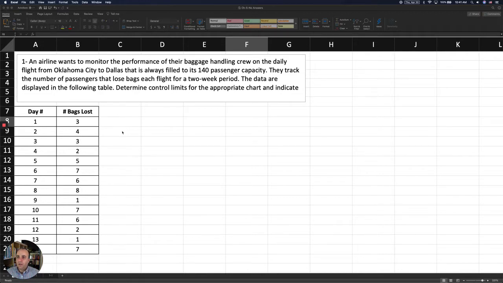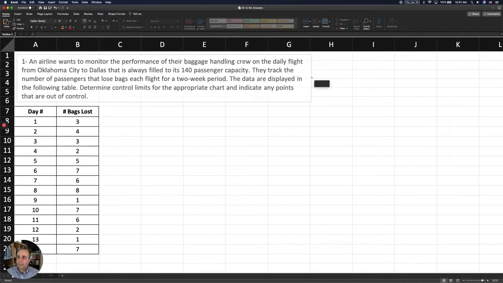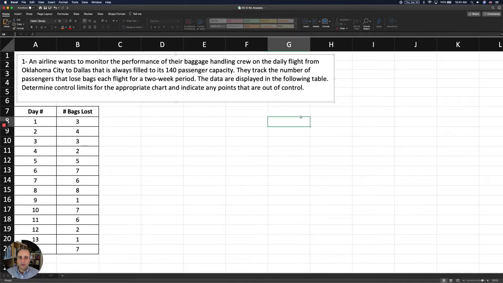An airline wants to monitor the performance of their baggage handling crew on the daily flight from Oklahoma City to Dallas that is always filled to its 140 passenger capacity. They track the number of passengers that lose bags each flight for a 2 week period. The data are displayed in the following table. Determine control limits for the appropriate chart and indicate any points that are out of control.